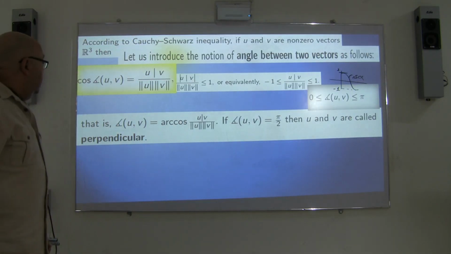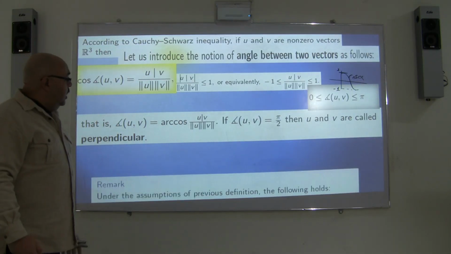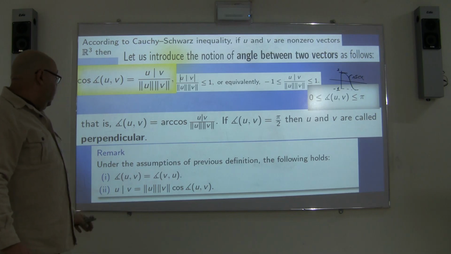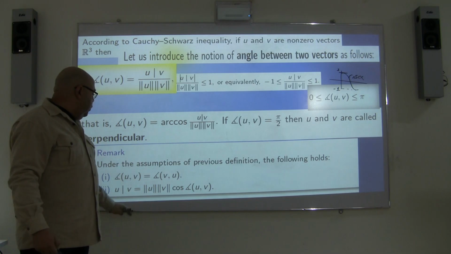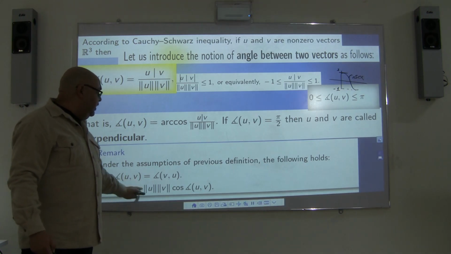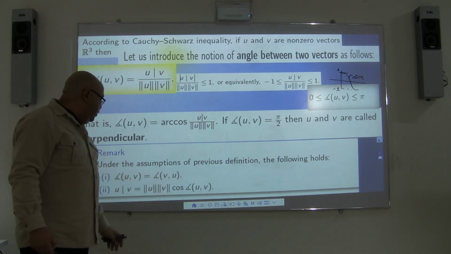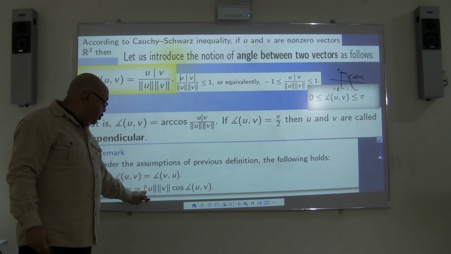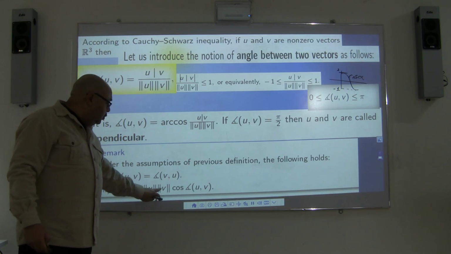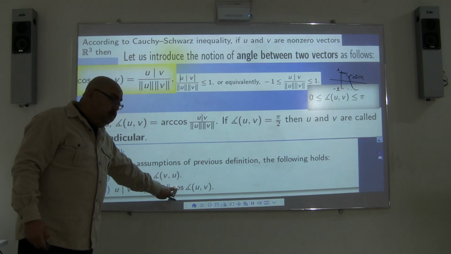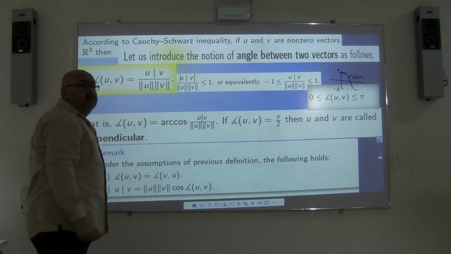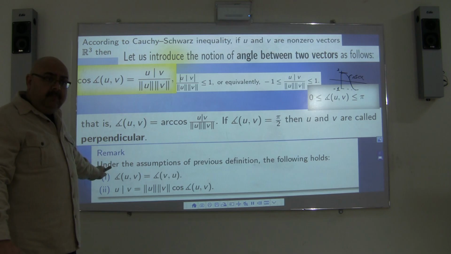So, now I have the cosine of the angle, as I told you, and the consequences. Under the assumptions of the previous definition, the following holds. The angle between u and v is, of course, equal to the angle between v and u. And the dot product is also equal to the magnitude of u times the magnitude of v times the cosine of the angle between these two vectors. All I did is a cross multiplication of the main relation, and then we get this relation.